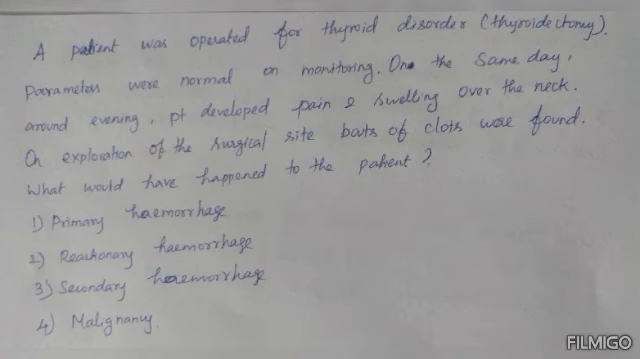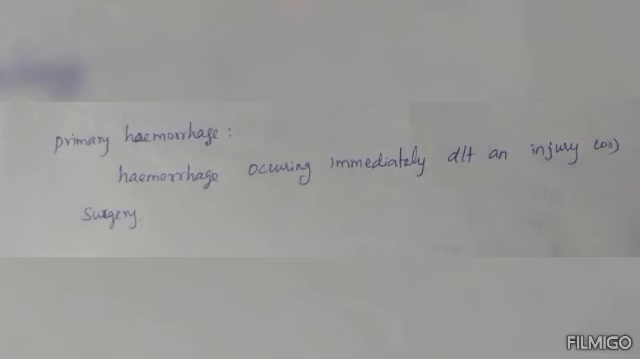So the patient was operated for thyroid disorder. The treatment done here is thyroidectomy, and the parameters were normal on monitoring. On the same day around evening, patient developed pain and swelling over the neck. On exploration of the surgical site, clots were found. So what is the reason? Let's see the individual options.